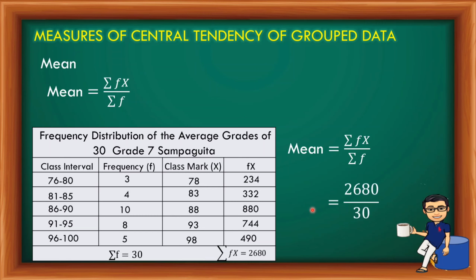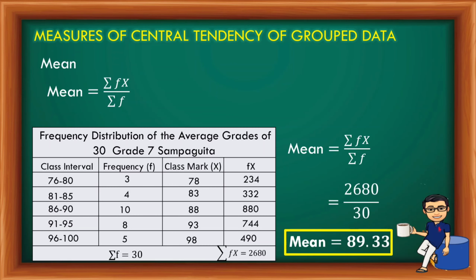By substitution, ipapalit natin yung summation of Fx, which is 2,680 sa numerator. Sa denominator is summation of F, which is 30. Tapos, i-divide nyo lang ang 2,680 divided by 30, and that will be our mean. So, 89.33. That's how we determine mean in group data. Okay? So, I hope nasundan natin yung step by step paano ito i-solve.